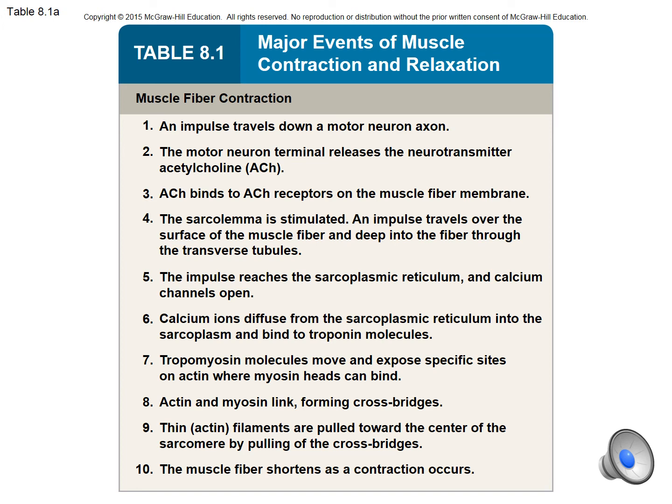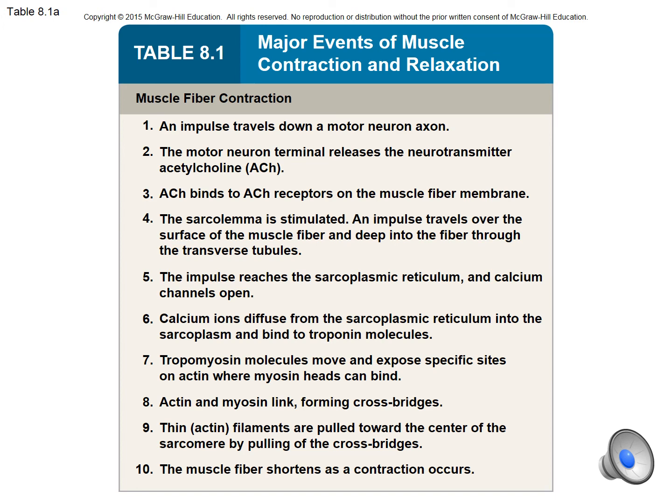So when we're talking about muscle contraction, number 1, an impulse travels down a motor neuron axon. Number 2, the motor neuron terminal releases the neurotransmitter acetylcholine. And remember, it's releasing that acetylcholine into the synaptic cleft. Number 3, acetylcholine binds to acetylcholine receptors on the muscle fiber membrane. The muscle fiber membrane is also called the sarcolemma, and at that neuromuscular junction, we can also refer to it as the motor end plate.